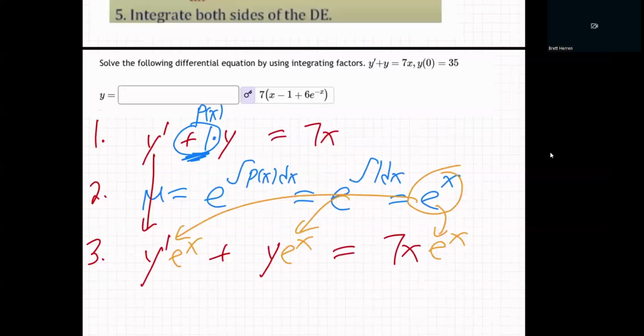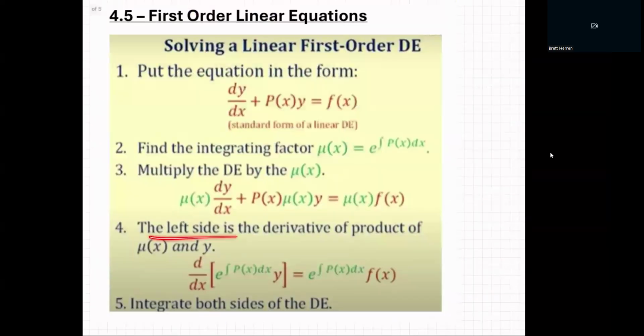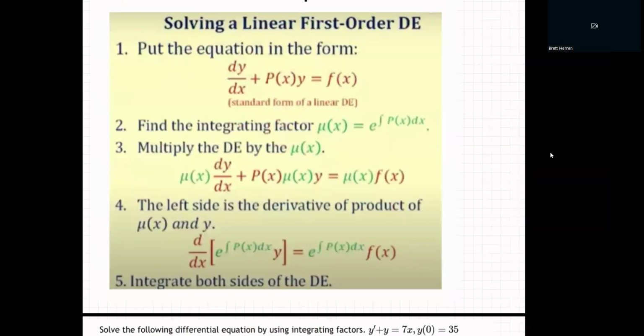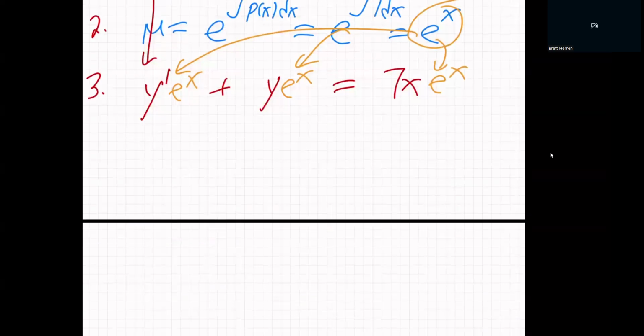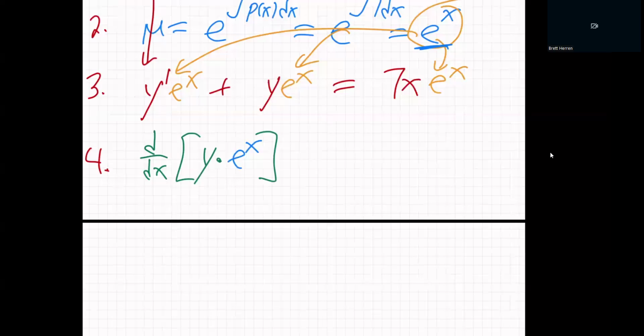All right, and then step four, the left side is the derivative of the product of mu of x and y, the integrating factor and y. Write the left side as the derivative of those two things multiplied. Okay, so that's step number four. Let's do that. I'm going to write the left side as d dx of y multiplied by my integrating factor, which was e to the x. And then the right side stays the same.